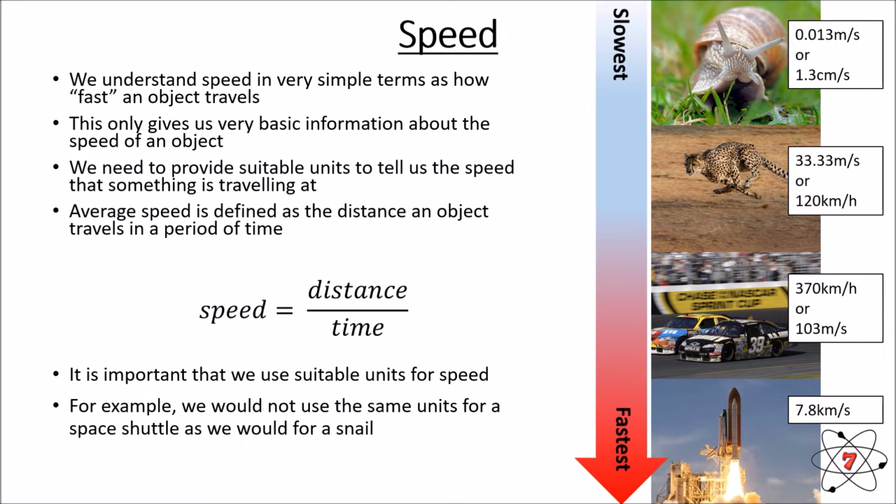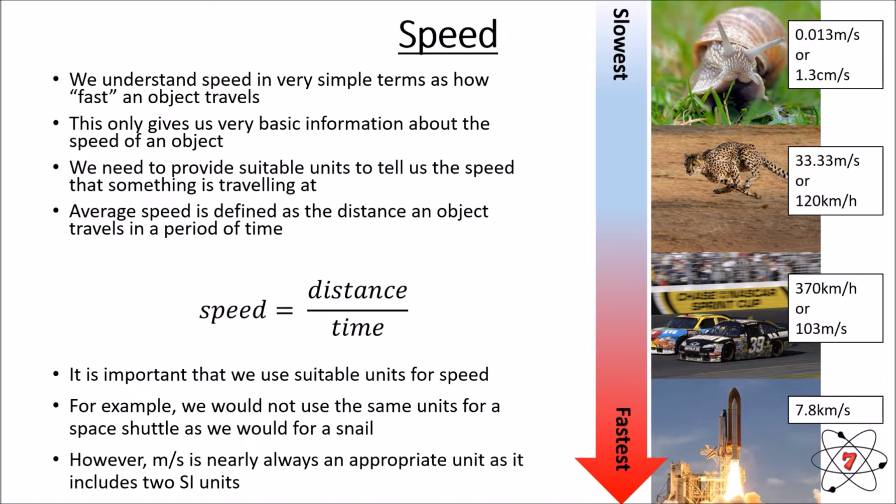Now you'll notice that all of these units are using SI units. So we have SI units for distance, or a derivative of an SI unit for distance, and we have an SI unit for time as well, or a derivative of an SI unit for time. However, meters per second is pretty much generally always the unit that's going to be most appropriate, because it includes two SI units. It includes meters and seconds. So where possible, we try and use meters per second, as it is nearly always the most appropriate unit of speed.